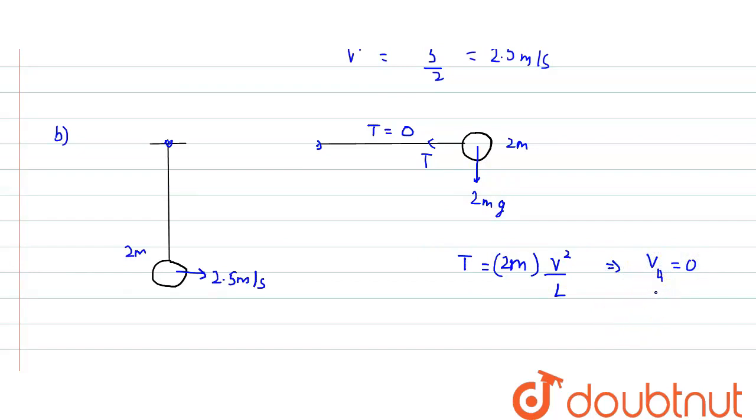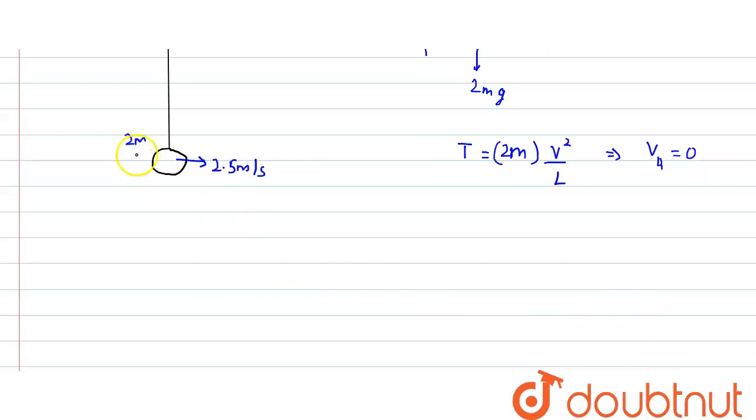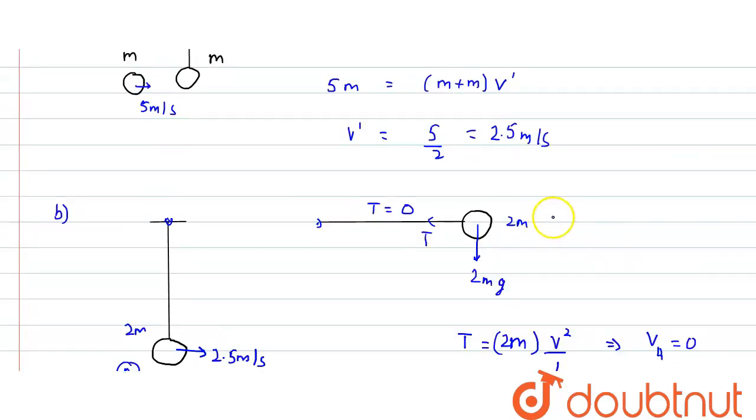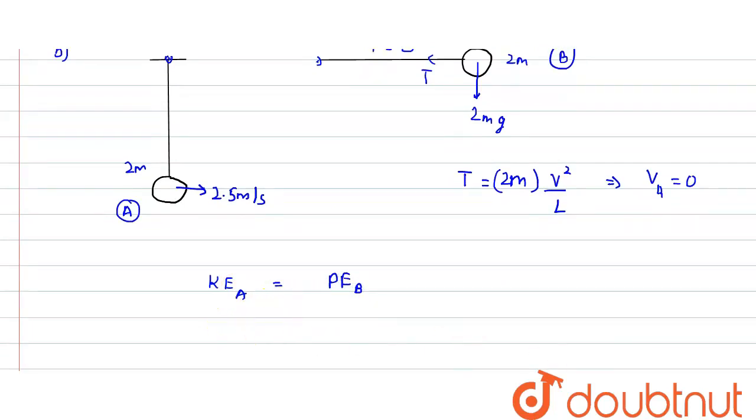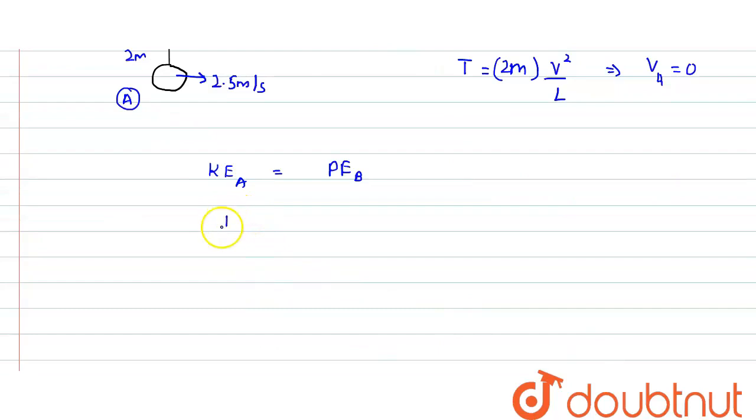Now if the velocity at the highest point is equal to 0, what can we do? We apply conservation of energy from here to here. Let's call this state A and this state B. Kinetic energy at A would be equal to potential energy at B. What is the kinetic energy at A? It would be equal to 1 divided by 2 m into 2.5 square.